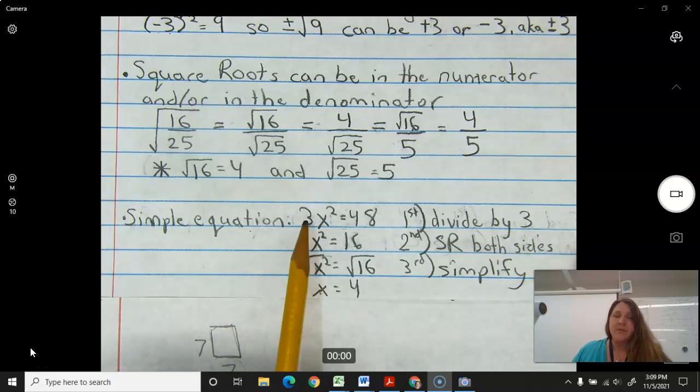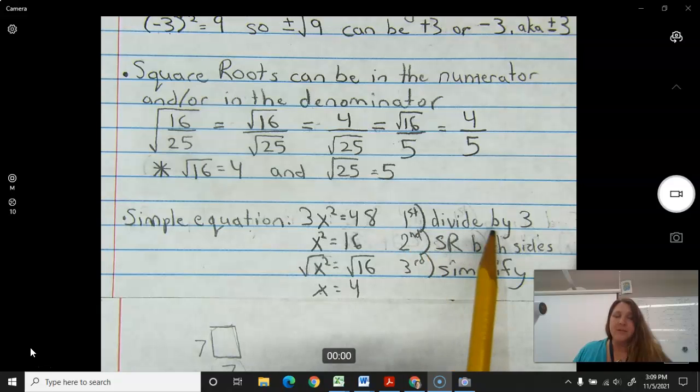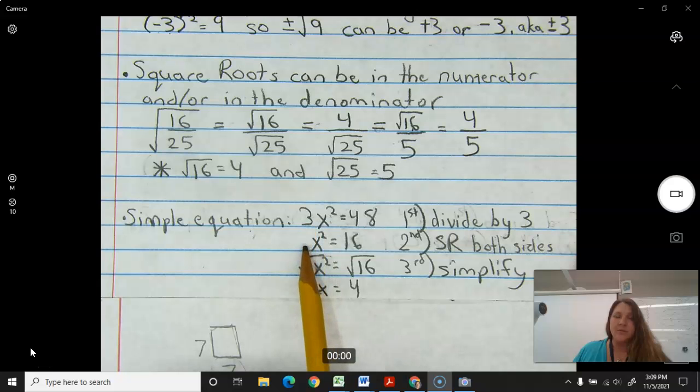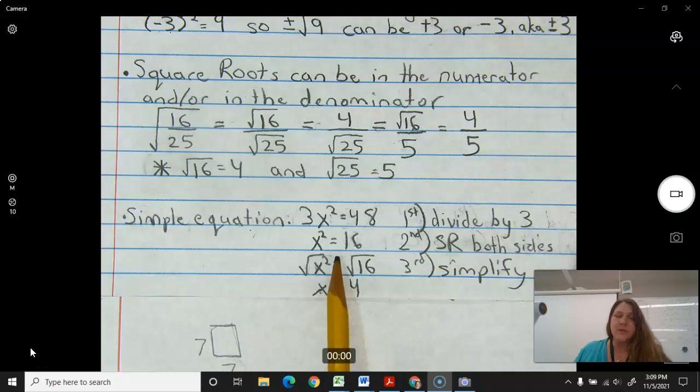If we have 3x squared equals 48, we pretend it's 3x and divide both sides by 3. So 3 divided by 3 is 1, and 48 divided by 3 is 16. But then we have to square root both sides. The square root of x squared gives us x, and the square root of 16, which we already said was 4.